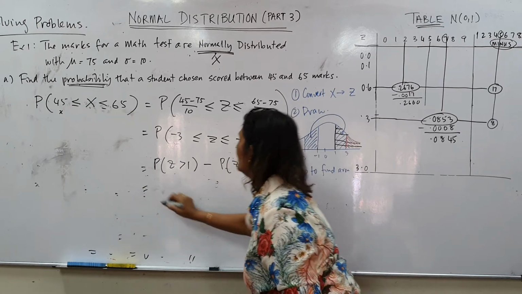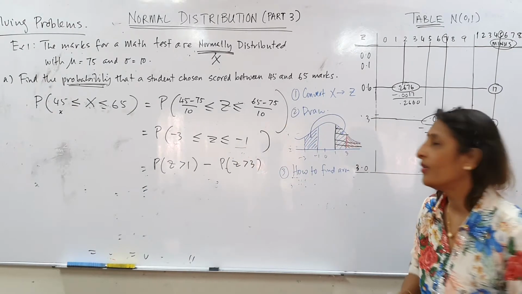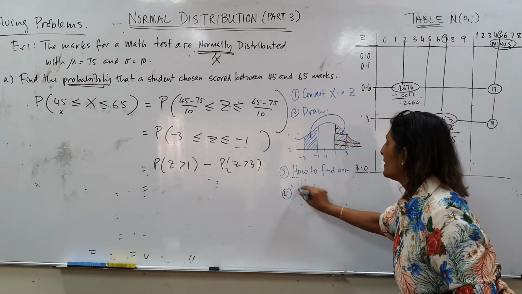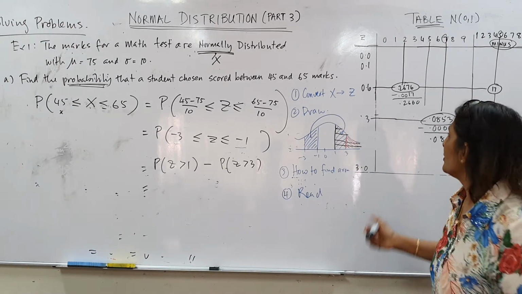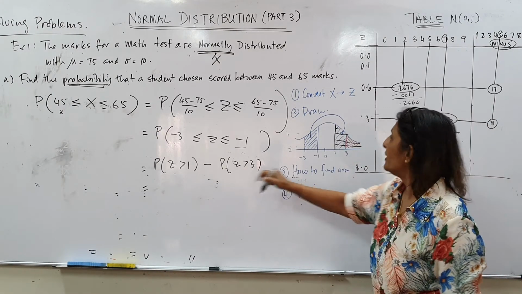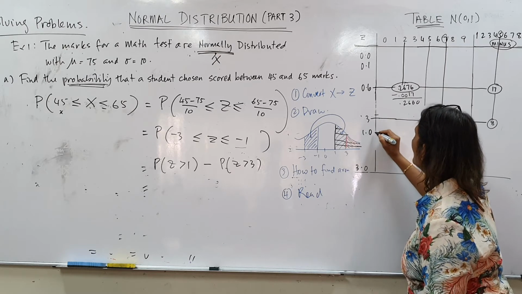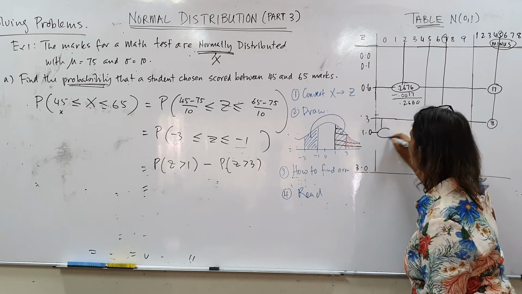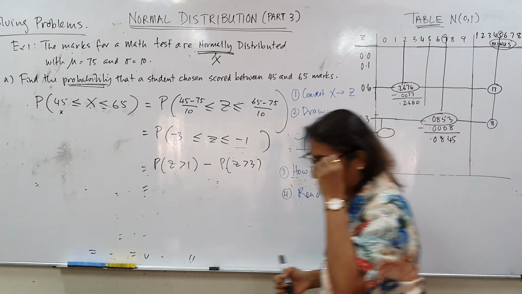Now what to do? Step 4, read from the table. So let's look. If it's 1, that means it's 1.0. Look for 1.0, and you read the first value here. It's just 1.0. So you get the answer.